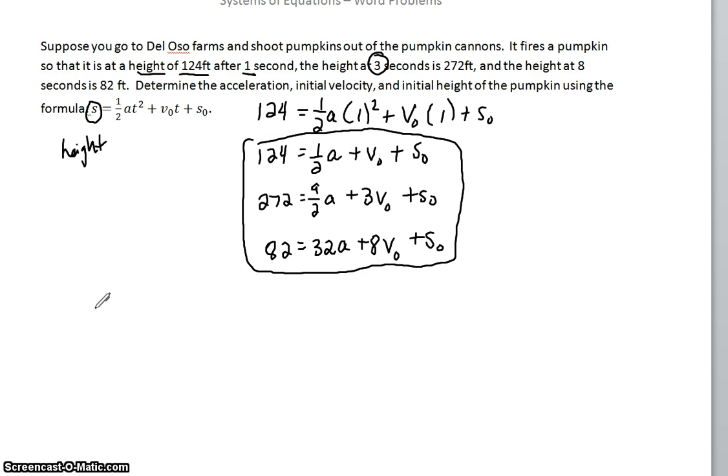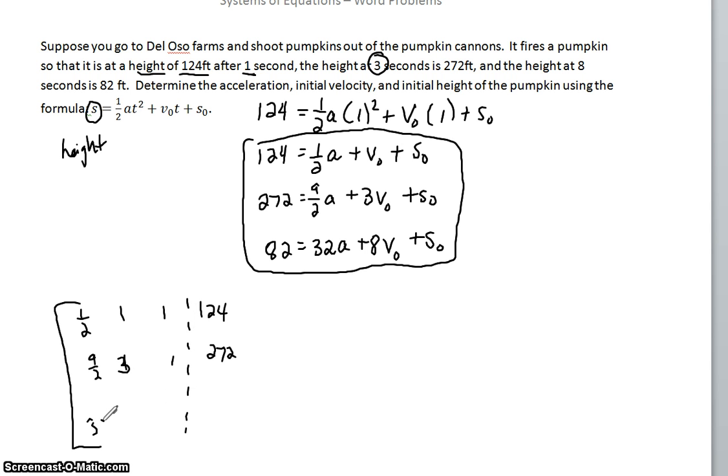And then we're going to put that in a matrix. So we're going to go 1/2, 1, 1, 124, 9/2, 3, 1, 272, and 32, 8, 1, and 82. Okay. This column right there is for A. This column right there is for V0. This column right there is for S of 0.